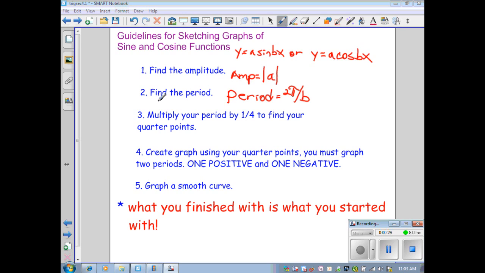Next, they want us to find the period. And the period for each is going to be the same, which is 2 pi divided by b, or divided by the constant that is inside my function. Then what we want to do is multiply your period by 1/4 to find your quarter points.